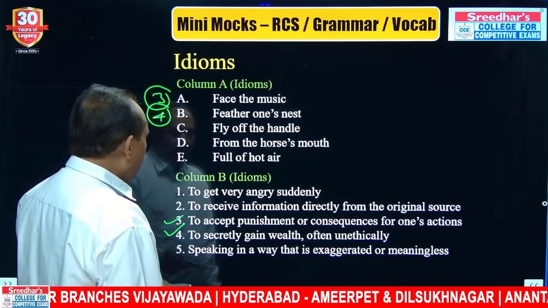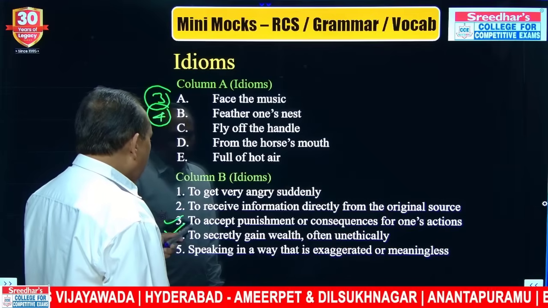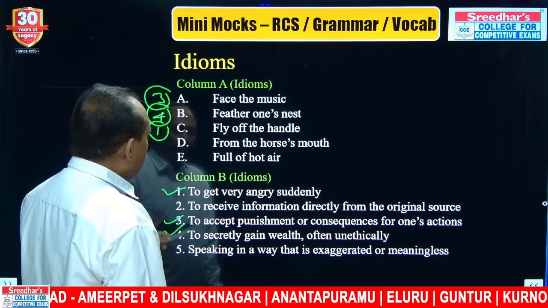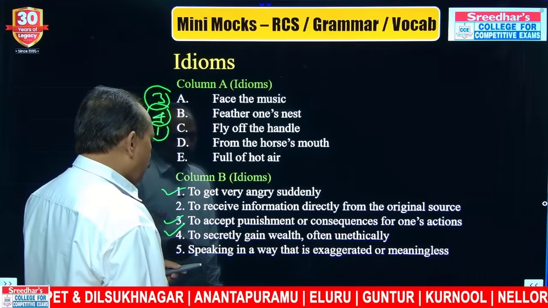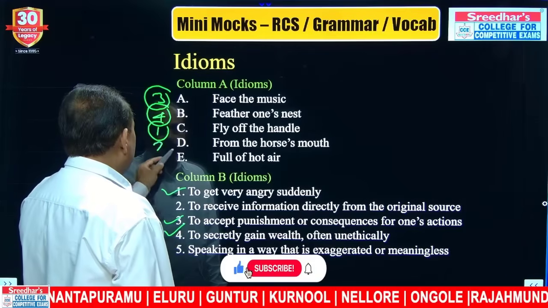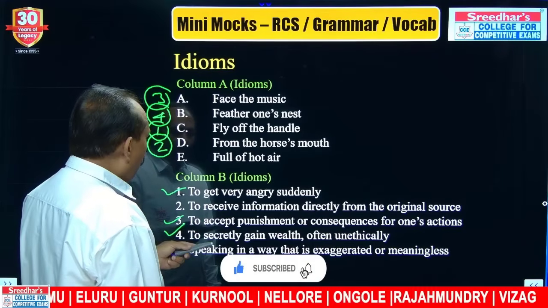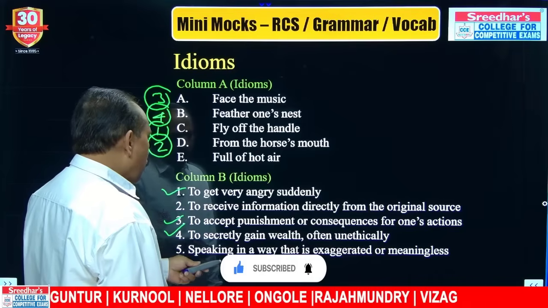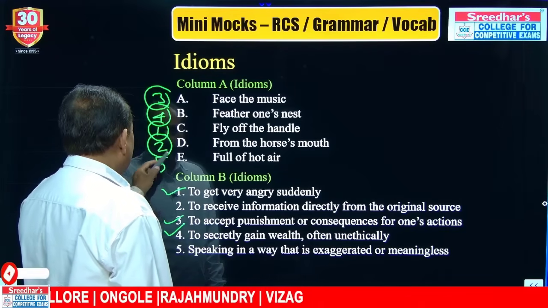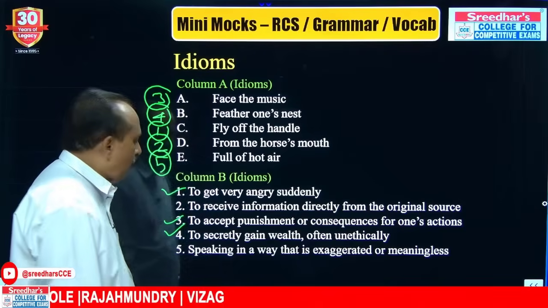Fly off the handle means to become angry, to get angry suddenly. From the horse's mouth means reliable source, to receive information directly from the original source. And full of hot air: speaking in a way that is exaggerated or meaningless. What is the correct order? 3, 4, 1, 2, 5.